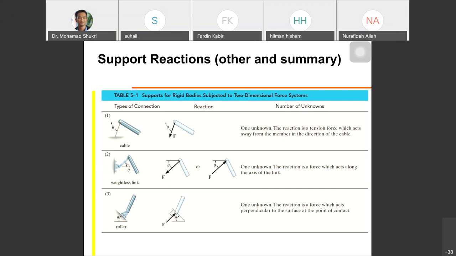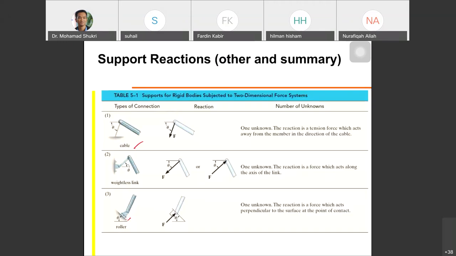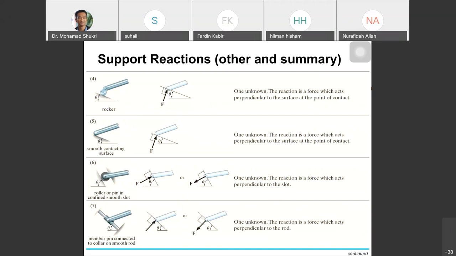So this one is other supports. We have a roller. Roller is the same as the roller I said before. We have a cable, we have a weightless link. This one is not so famous, so concentrate on the others. Roller, you have a rocker also. Sometimes we get a question on rocker. A rocker is like a roller, so you have F here, because it can roll to the left and right, but it cannot move up and down. This one is not so famous, but you can remember it.